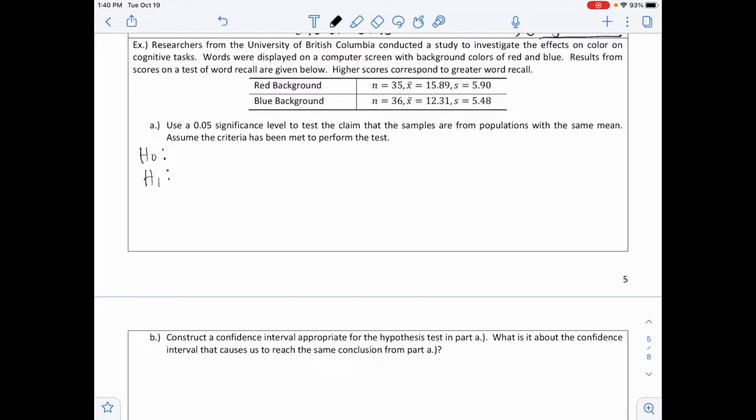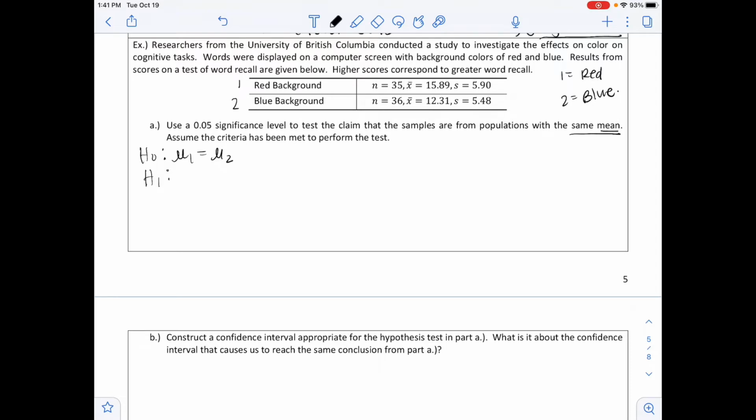And since we're testing that they come from populations with the same mean, I know right away that our null would be mu1 is equal to mu2. And I need to be careful here because I'm using a 1 and a 2, and I have nothing defined as what 1 and 2 are. So I'm going to go ahead and call 1 the red background and 2 the blue background. So 1 is red and 2 is blue. Make sure to define anything that you introduce.